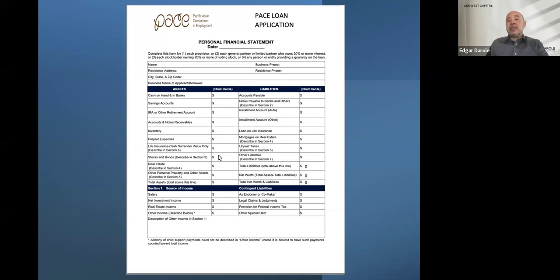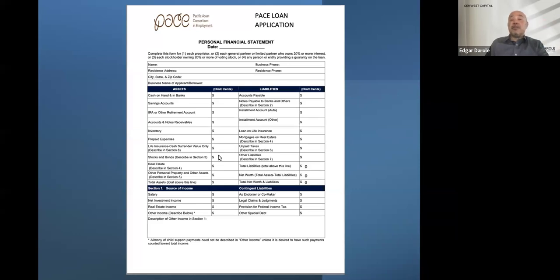So term life doesn't have cash value. Other types of insurance may, and that's where you put it in there. Then stocks or bonds. Real estate: some people will put in their monthly payments under the real estate section. That's not the case. What it means is you have to put in your actual value of the property.